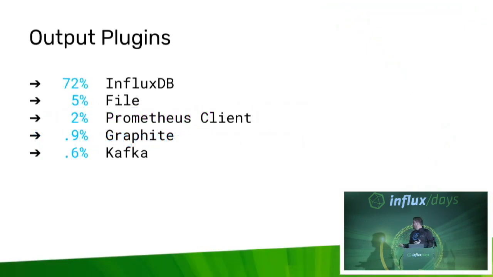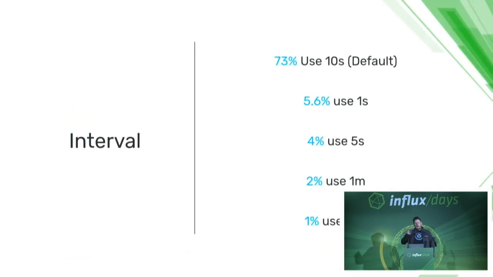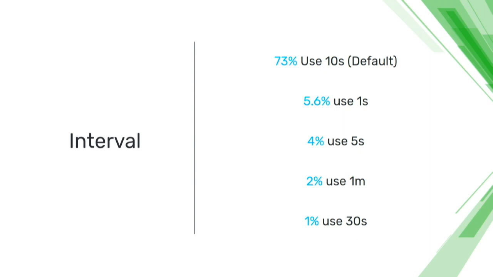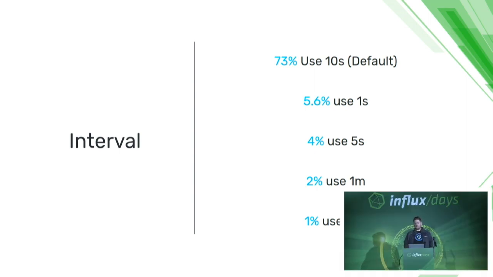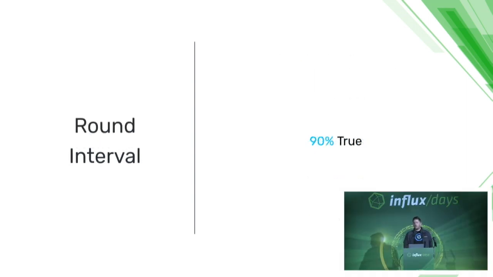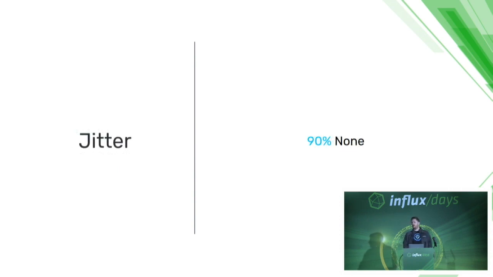Now here's some of the things that I found. Of the output plugins, 72% of our sample size are using InfluxDB. And nothing else is really being used, like I can see across these files. Now we're going to take a look at some of the default settings. Now everyone seems to use the 10-second interval. It's probably not surprising because it is the default, and then various other things here. I didn't actually find any of the telegraf.confs on GitHub that were using anything lower than a second, which was actually a little surprising. With regards to the round interval, 90% of people are using this as true. With the jitter, 90% aren't bothering.